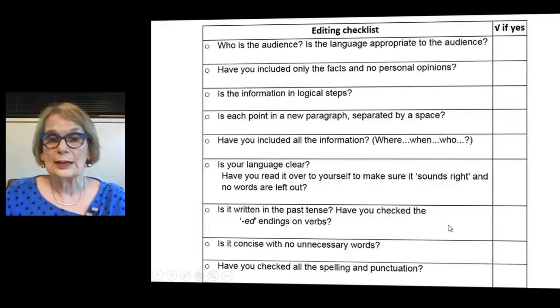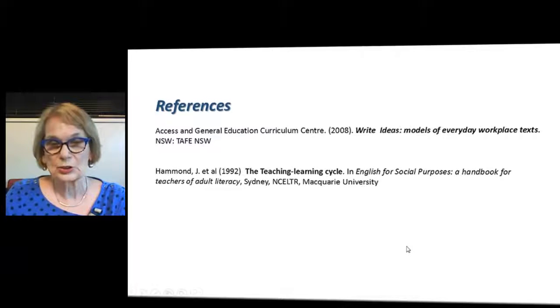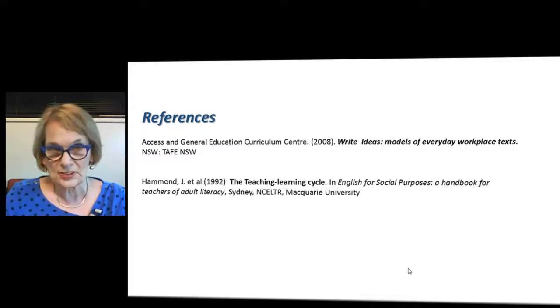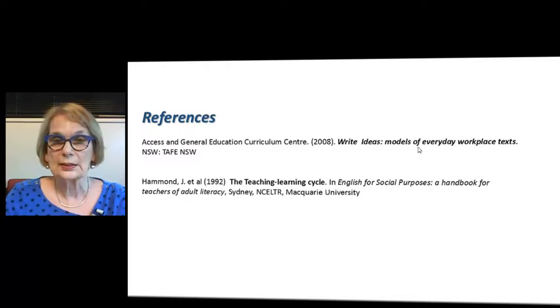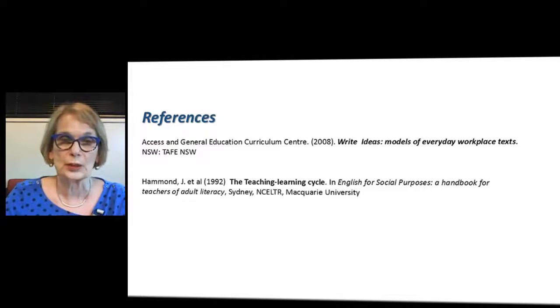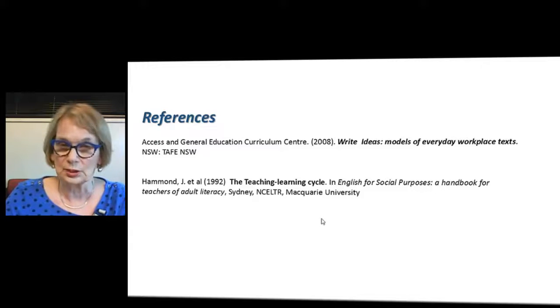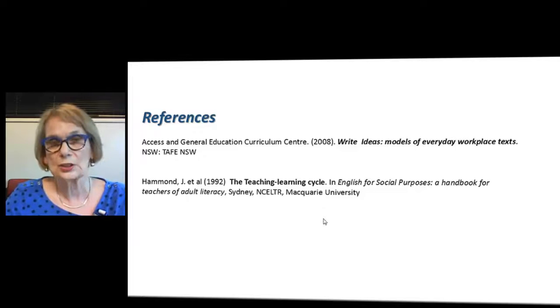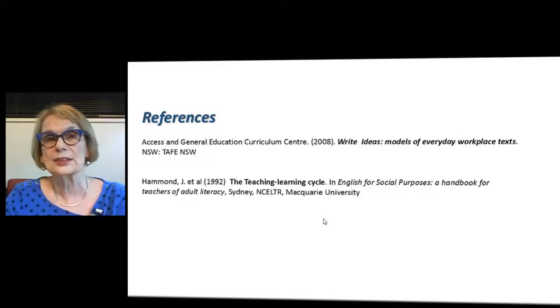All right? So that's really the end of this presentation, but have a look at the references that I've suggested. Again, Write Ideas will give you some models of other kinds of text types, and the text features to give you an idea of the kind of text features you might look at. Read through Jenny Hammond's teaching learning cycle that develops this idea in a little slightly fuller way. All right, so enjoy designing your lesson around the teaching learning cycle.